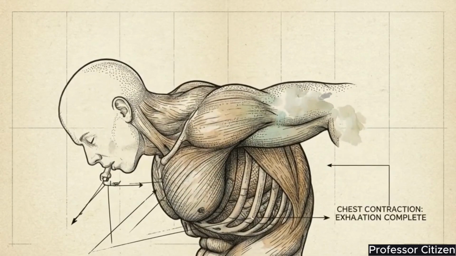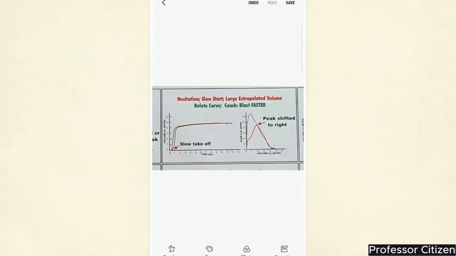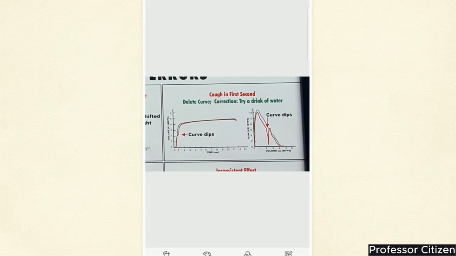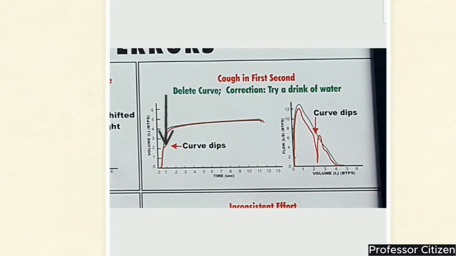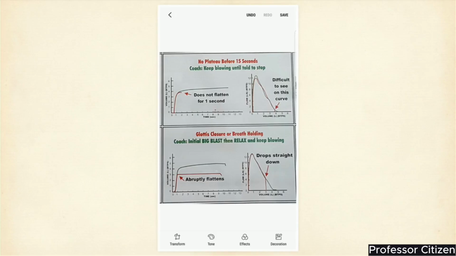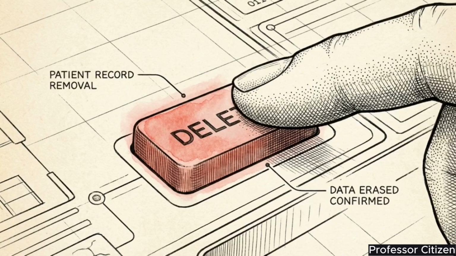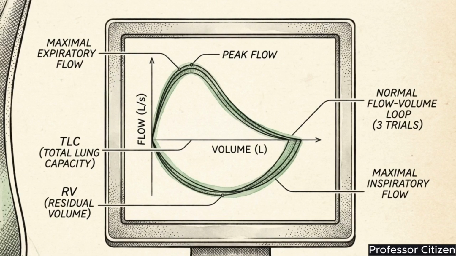This chart demonstrates an unacceptable maneuver. The red curve shows a slow takeoff caused by patient hesitation, which invalidates the extrapolated volume. This graph shows another common error. The sharp dips in the red curve indicate the patient coughed during the first second of exhalation, corrupting the volume calculation. This set of curves illustrates early termination. The red volume line abruptly flattens, indicating the patient closed their glottis or held their breath, instead of sustaining the necessary 6-second plateau. By identifying these specific visual errors on the screen, you can delete the bad attempts immediately and coach the patient until you secure 3 reproducible, acceptable maneuvers.